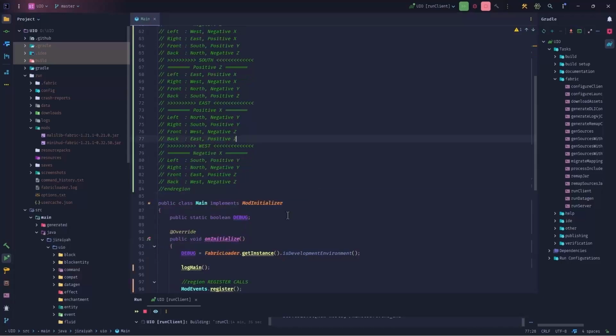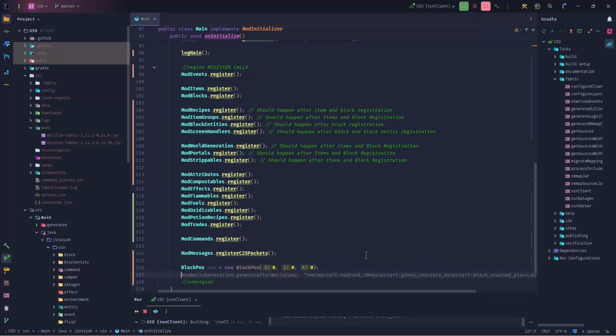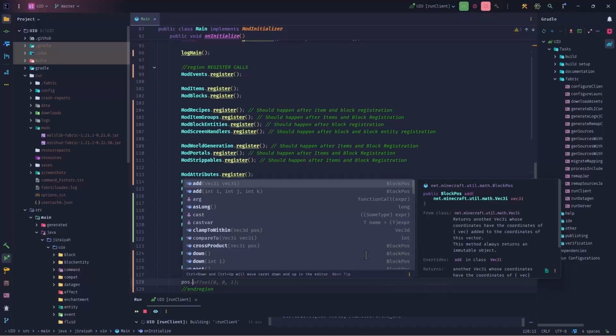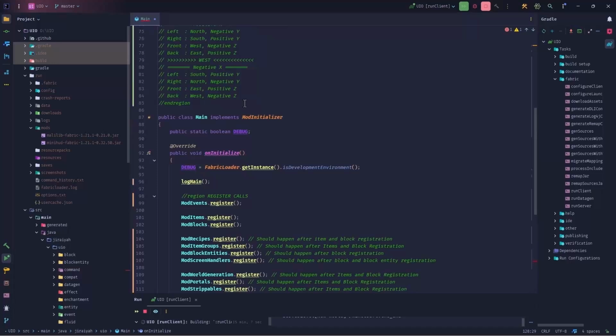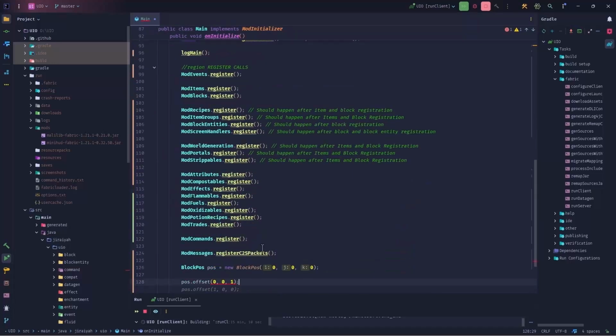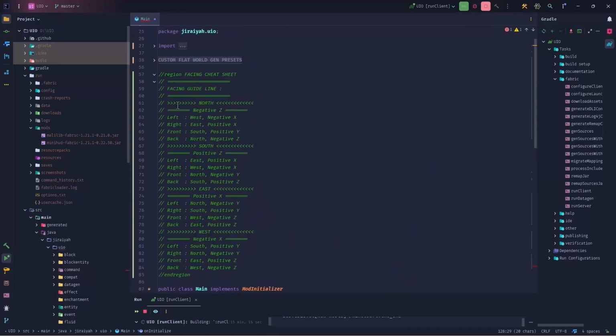However, if we look at a block pose, let me do a little bit of cheating here. So we say block pose equals to any new block pose, okay? No, we don't want that. So if I say pose.offset, now I can use the info on this cheat sheet. For example, let's say that we know that our block in this pose is looking at north. So if I want the right side, I know that I should go +1 on the x.